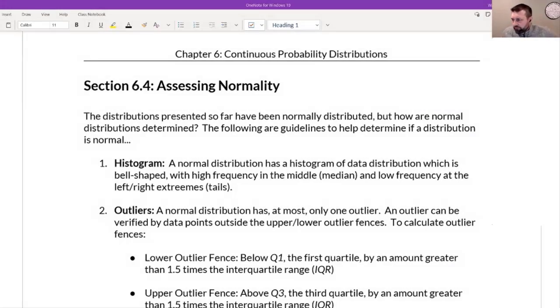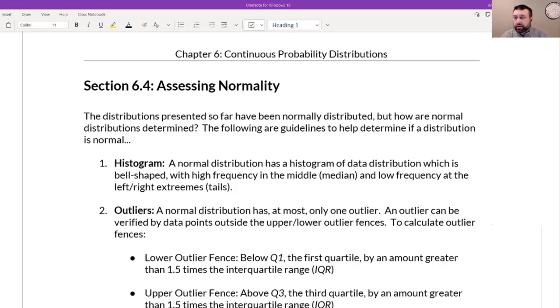This is 6.4, and it's about assessing whether or not a data set is normal. Up to this point, you've just been given a mean and a standard deviation and told it comes from a normal distribution, and you're like, okay, it's normal, and away you go. But what if you're out collecting your own data and you need to determine whether or not the data set you have collected is normal?